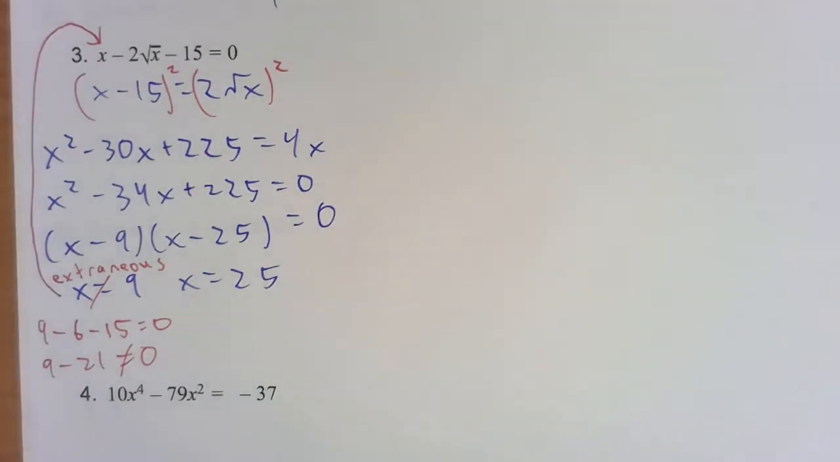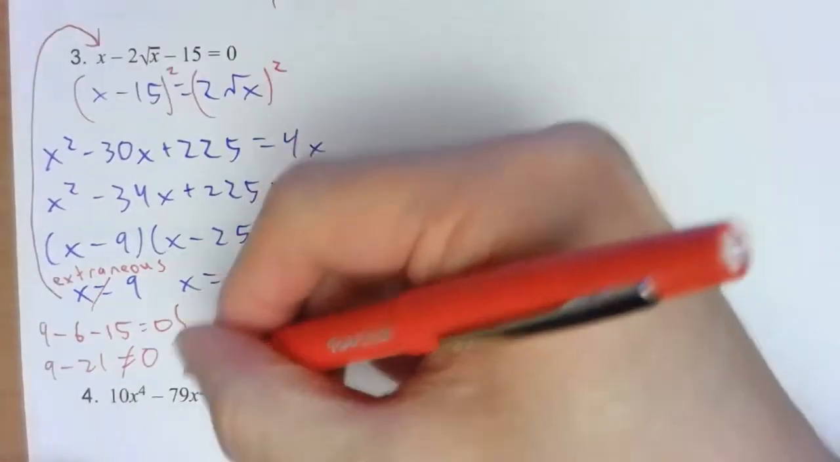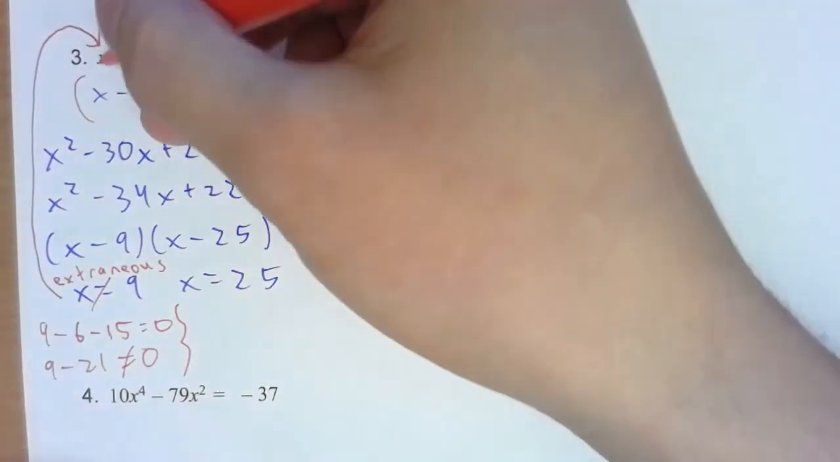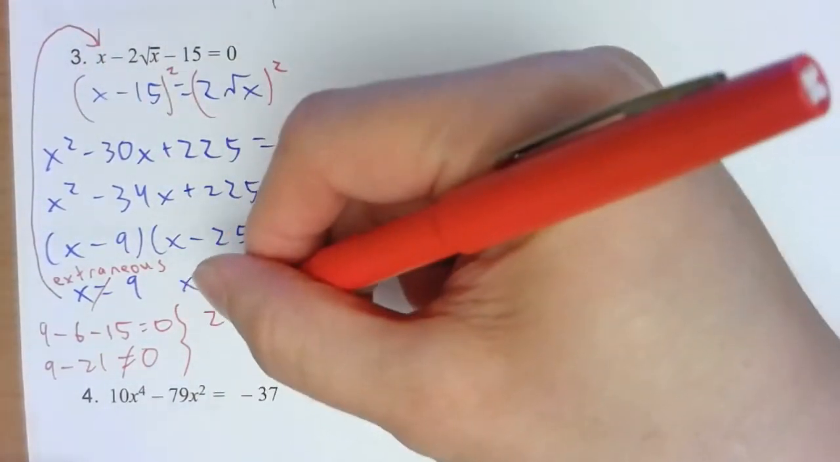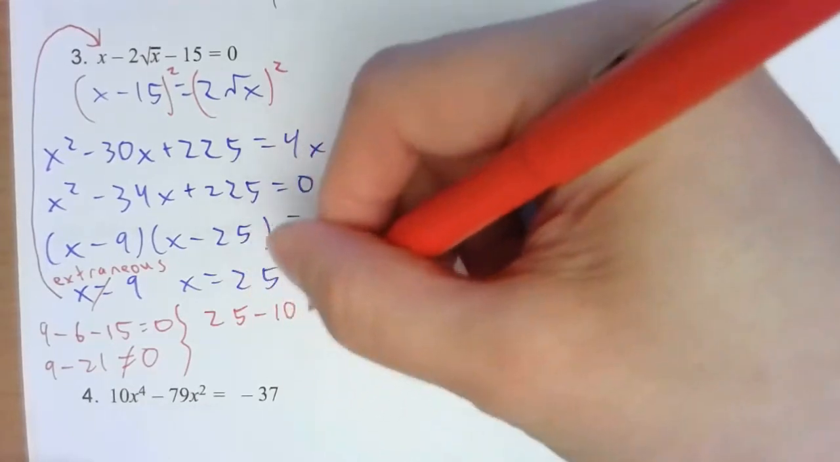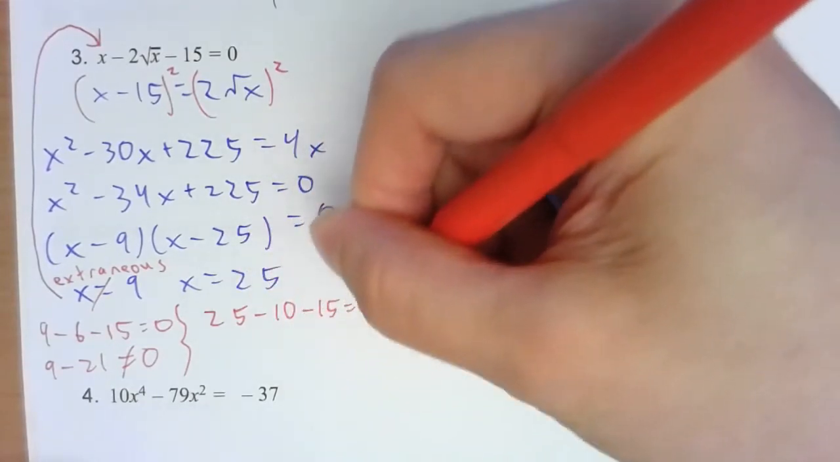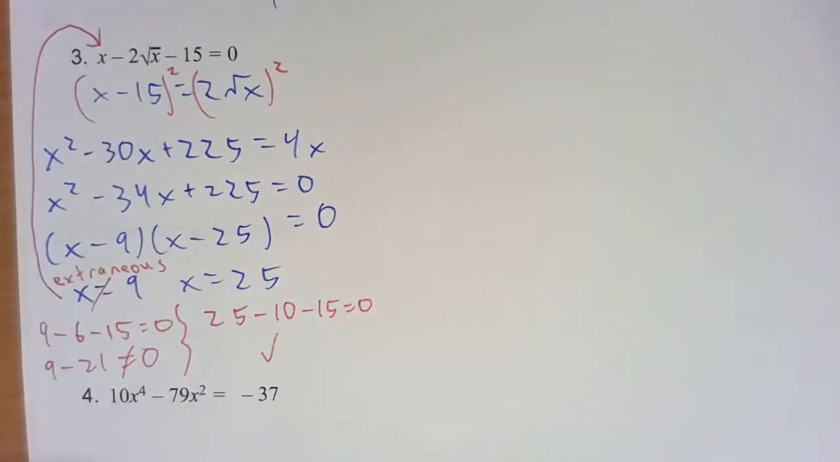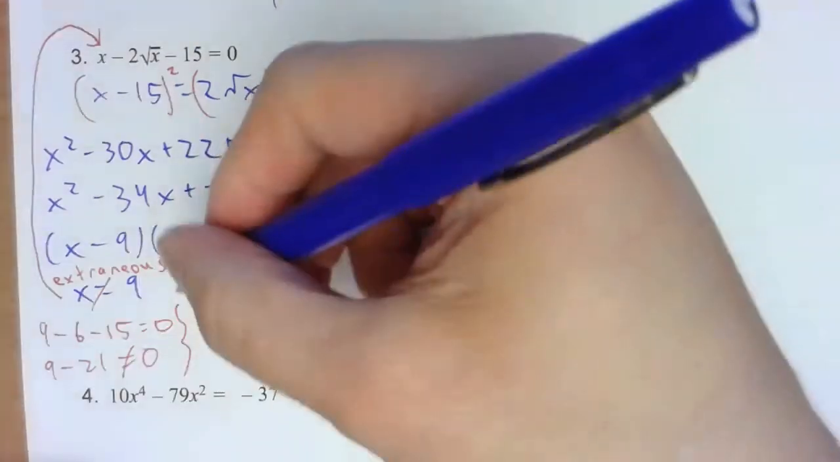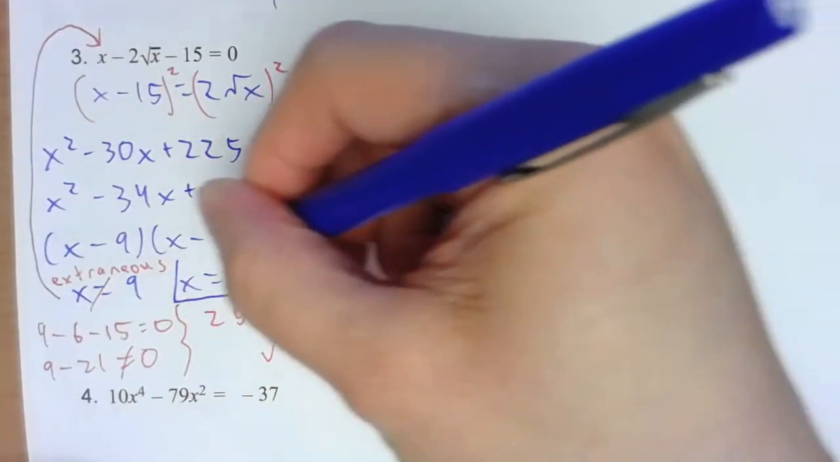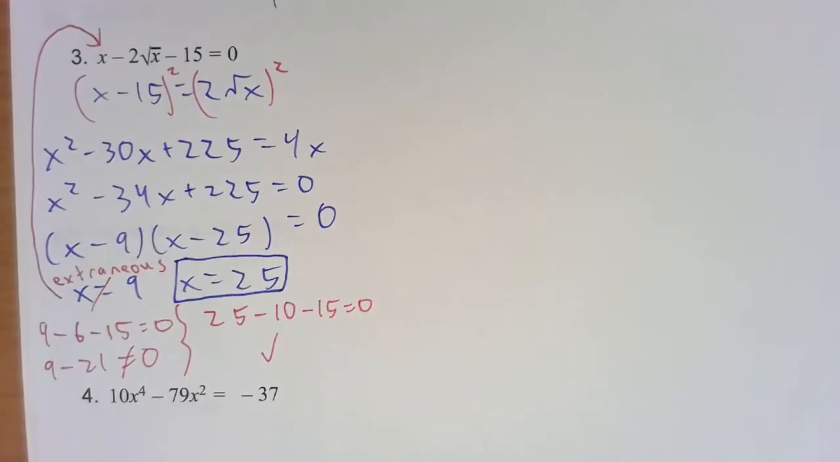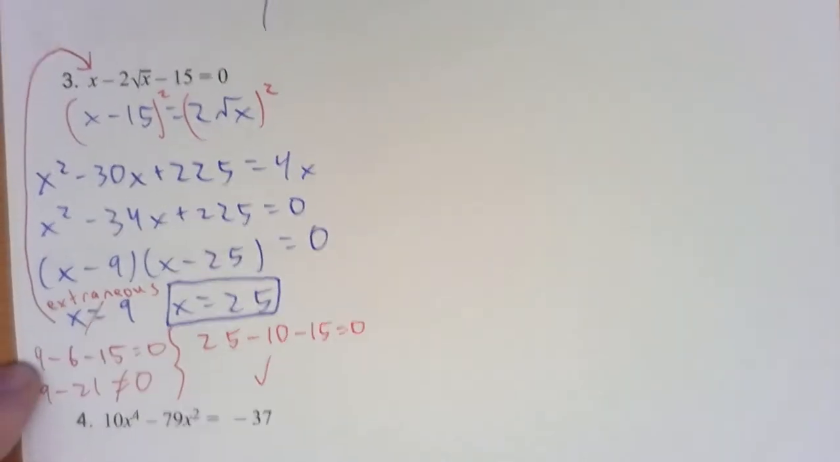It doesn't actually work. Now if we check the other one, let's plug 25 in there. 25 minus 10 minus 15, that is going to equal 0. That one does work. So our answer to the problem is just x equals 25. That's it. And we've got that extraneous solution, that extra solution that doesn't actually work.